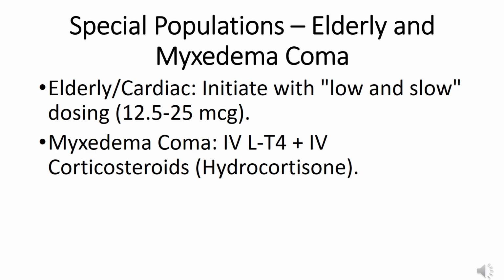In summary, elderly patients and those with cardiac disease require cautious, low and slow, levothyroxine dosing, usually beginning with 12.5 to 25 micrograms daily. In contrast, myxedema coma is a life-threatening endocrine emergency that requires prompt treatment with intravenous levothyroxine and intravenous hydrocortisone to stabilize the patient and improve survival outcomes.